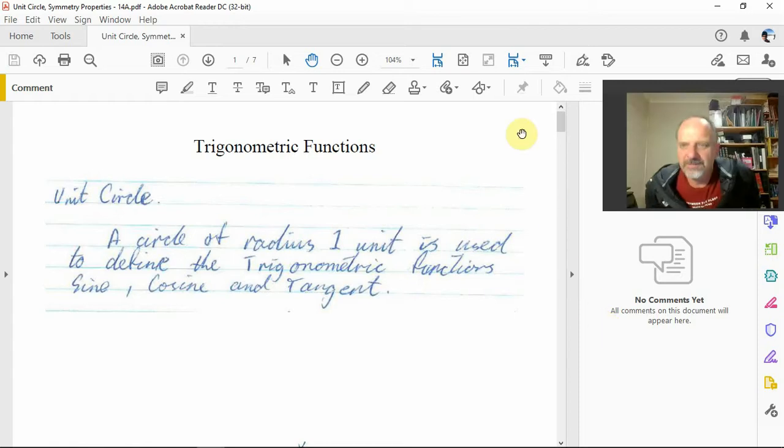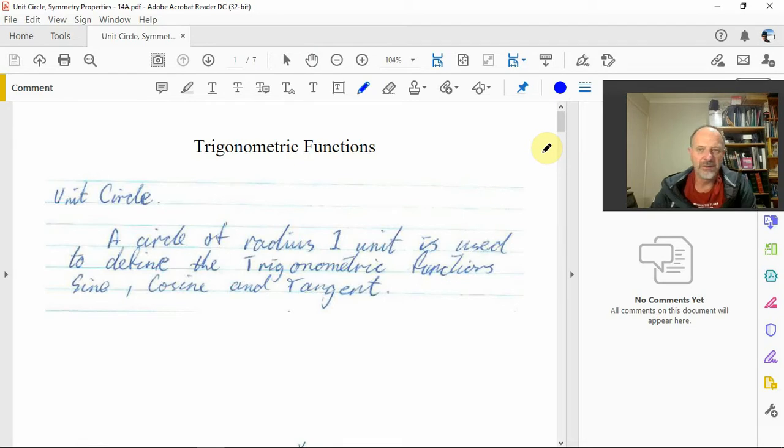Alright, so today we're starting our next topic, which is, as it says there, trigonometric functions. We'll do some other trig stuff later where we're using trigonometry for measuring things. But for the moment, in this particular topic, we are looking at functions, trig functions.